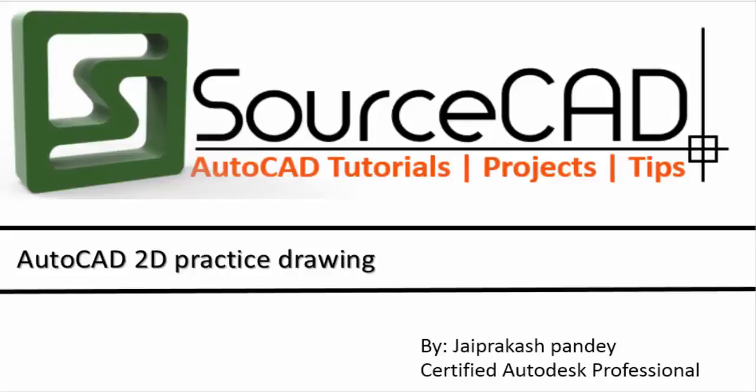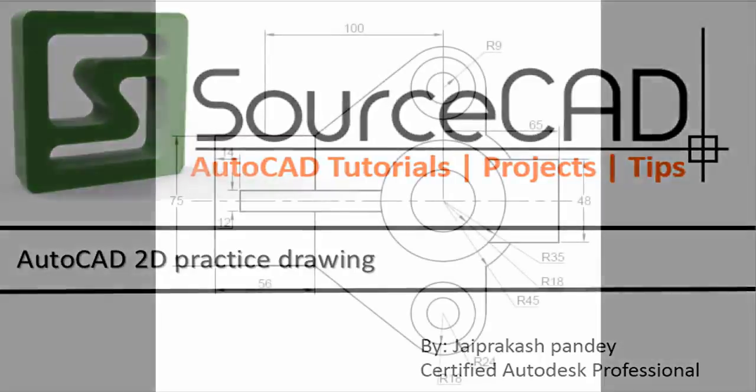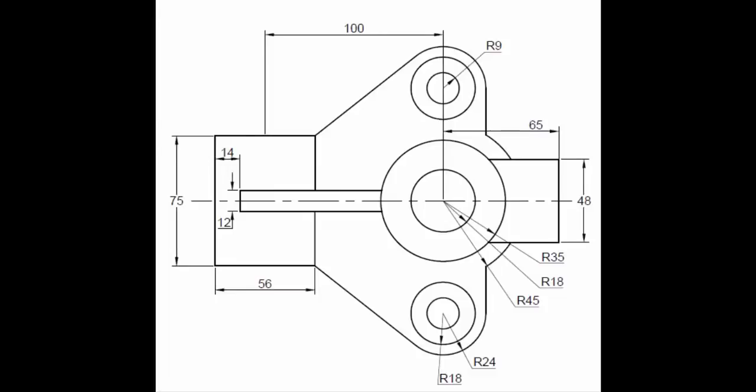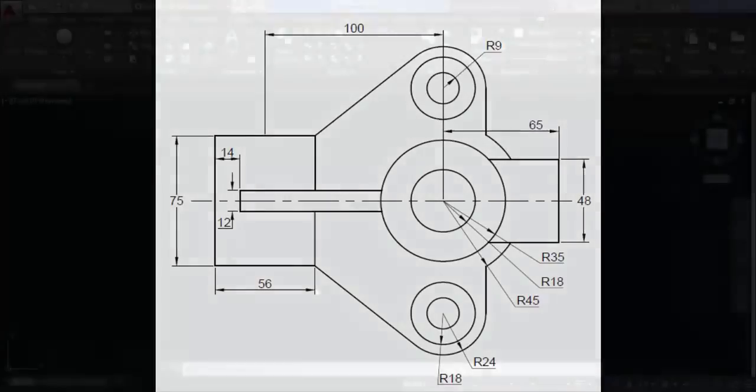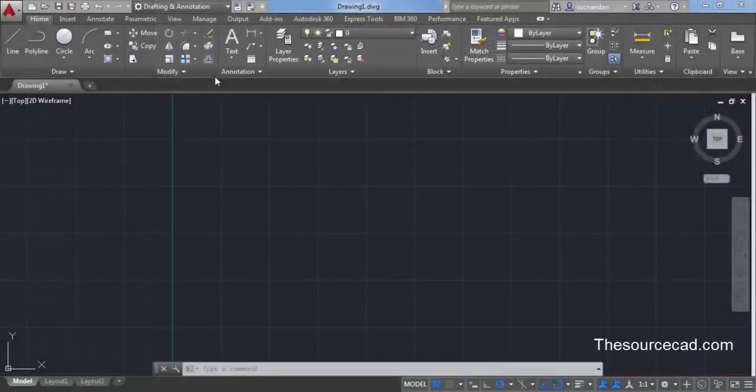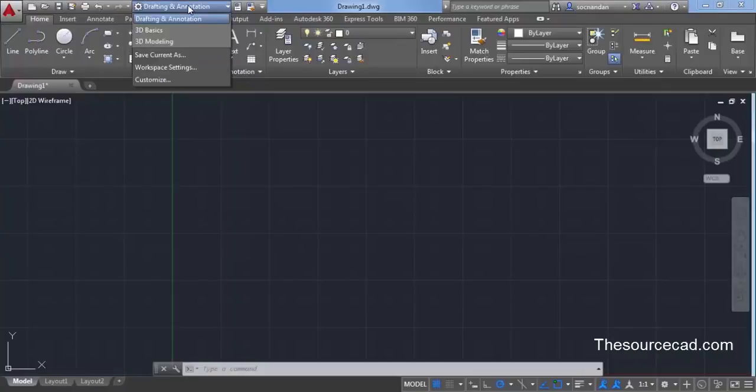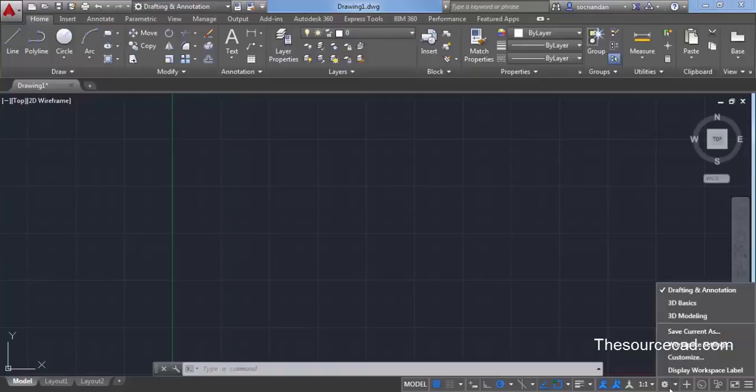Hello, in this video I'll create a 2D practice drawing in AutoCAD and I'll start with the drafting and annotation workspace. So make sure you're in the drafting and annotation workspace, and if you're not, switch it from this drop down menu. You can also switch your workspace from this gear icon. So click on this gear icon and select drafting and annotation workspace if it is not already selected.